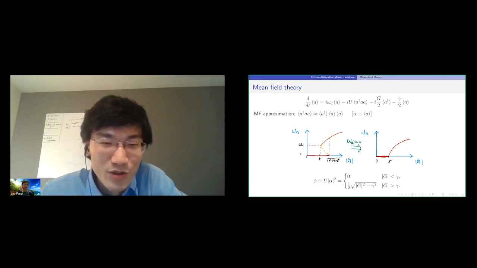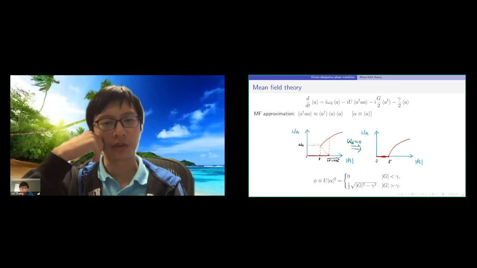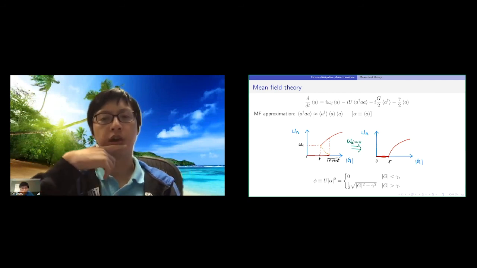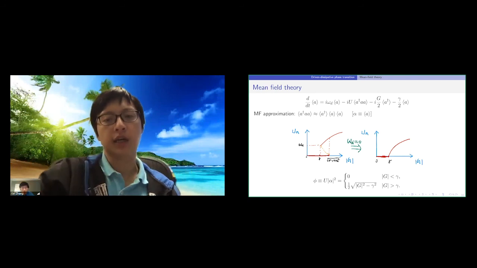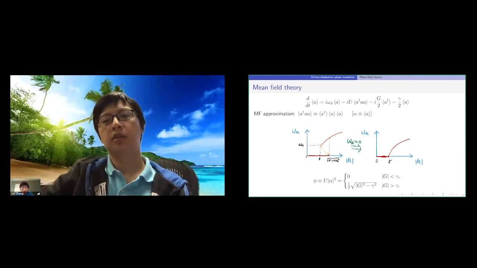Oh, I see. Yeah, I already missed it. So in the discussion below, we always assume the detuning is 0 to have a second order phase transition. Right.